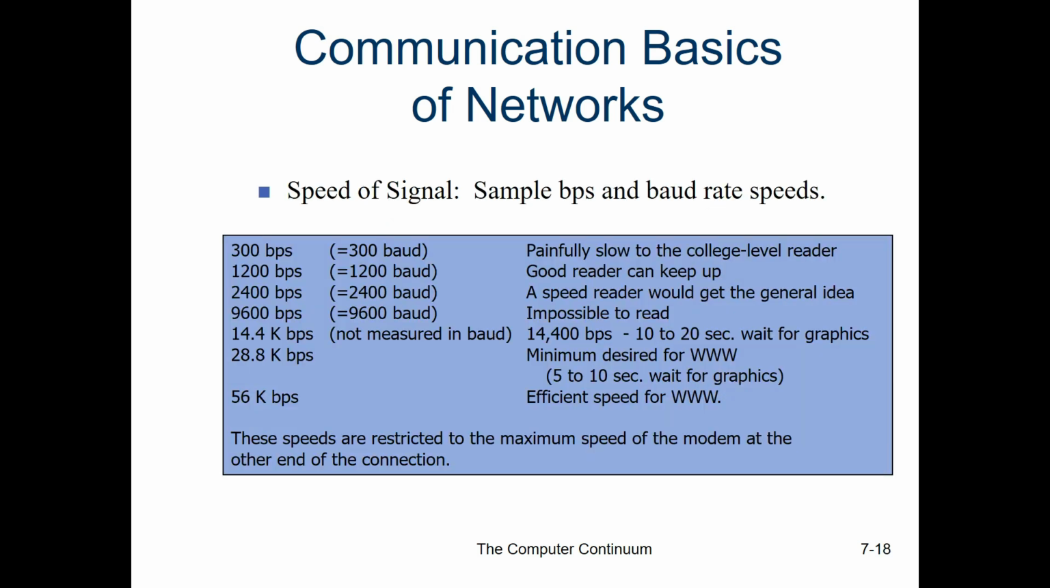Then the speed of signal. Here we have some samples of bits per second and baud rates. 300 bps is painfully slow, a level at which a reader can keep up. Then 2400 bps is a speed reader who would get the general idea, and 24,000 bps would be impossible to read, and then 14 kbps. These are speed restrictions, the maximum speed on a modem. So these are just general speeds of signals in a modem. You get the idea, I think.